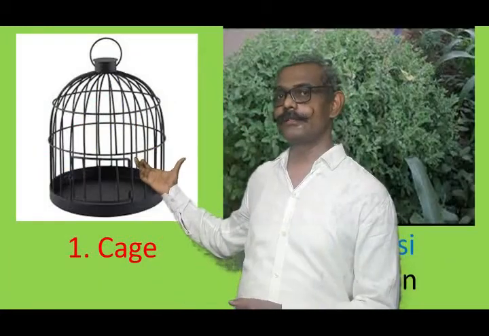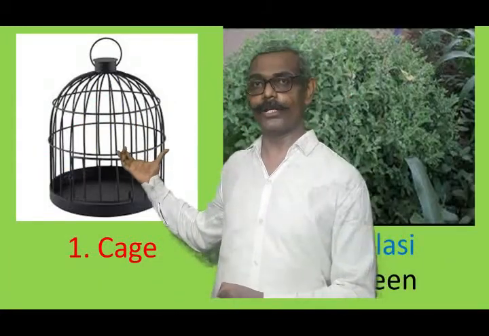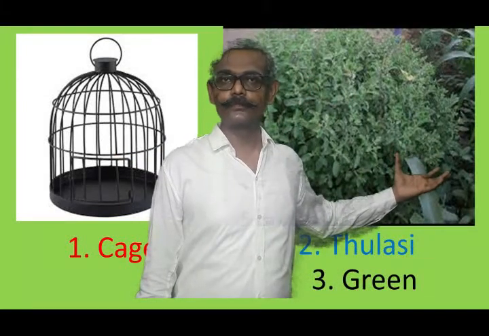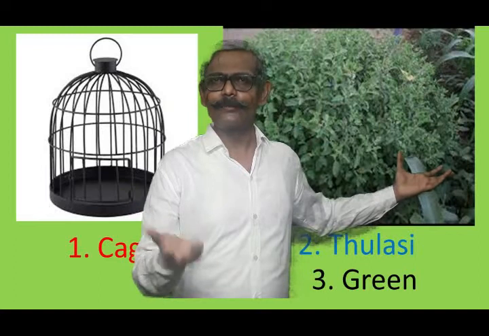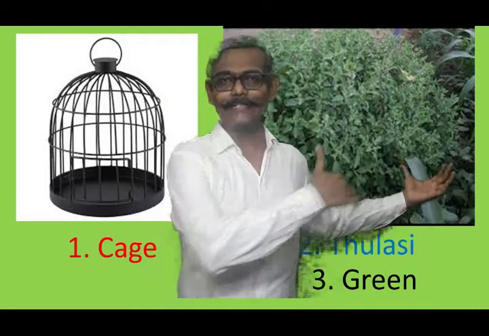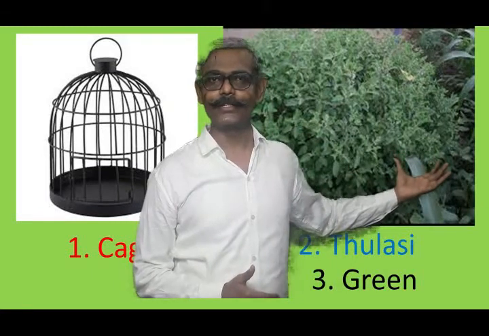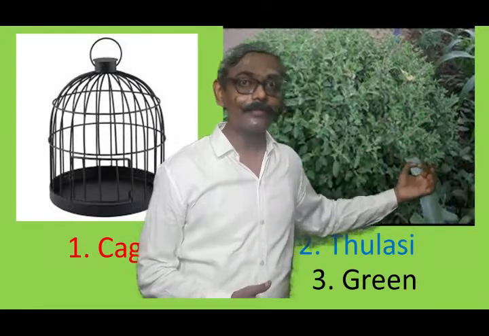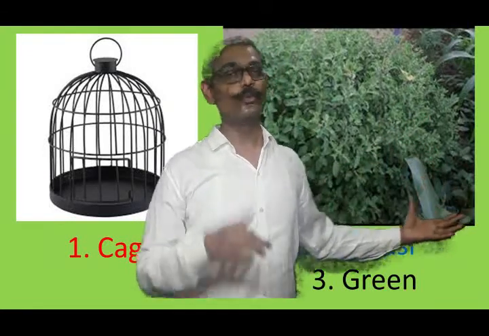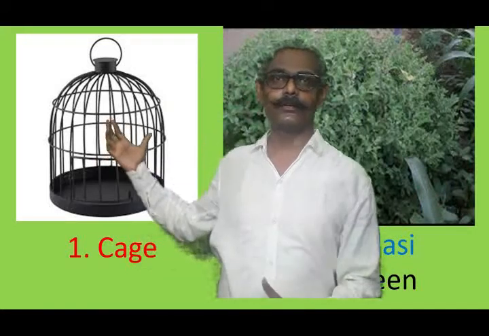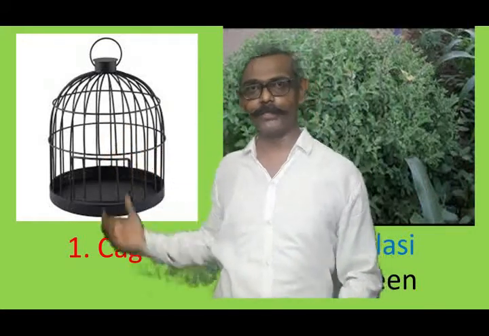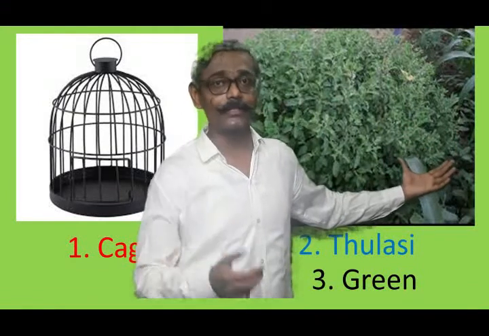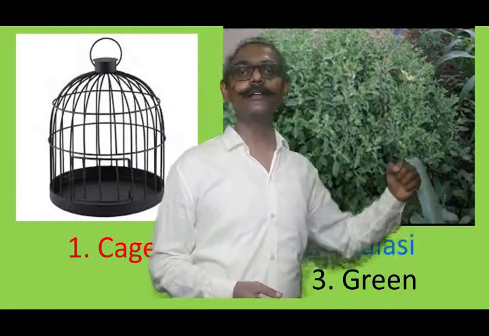What is here? A cage, a non-living thing. And here a living thing, we say tulsi. What is the color of the leaves of the tulsi? Green. So which 3 things will you remember? Cage, a non-living thing. Living thing, tulsi, and color green.